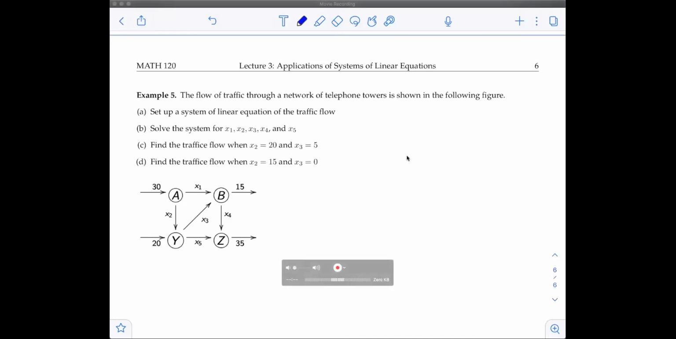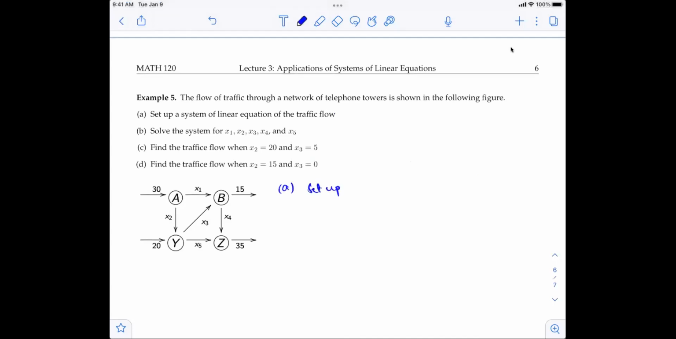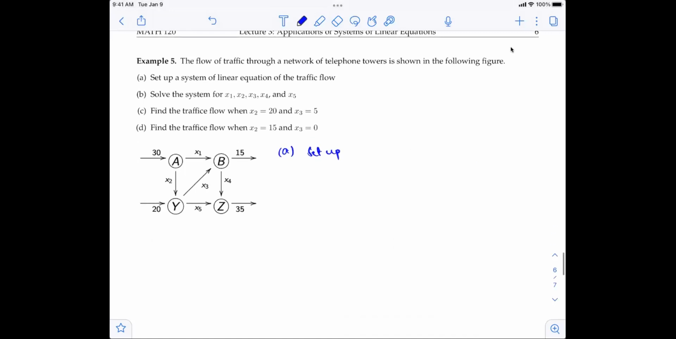Okay, so let's first set up this system of linear equations. Now you have 4 junctions. We're going to do the analysis for the 4 junctions. So junction capital A: you have 30 going in and x1 and x2 going out. So that is 30 equal to x1 plus x2, or x1 plus x2 equal to 30. And that is the first equation that I'm going to use.